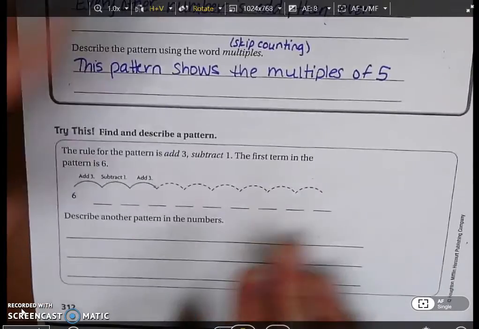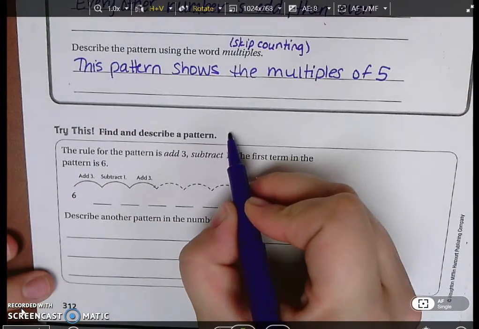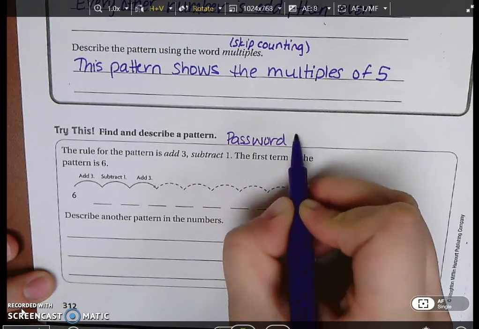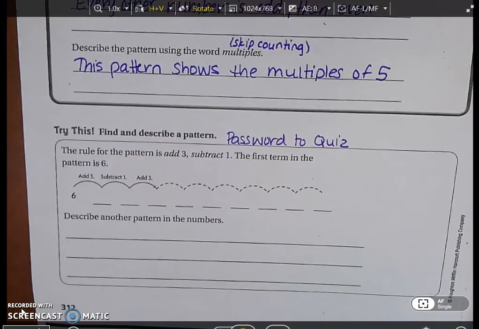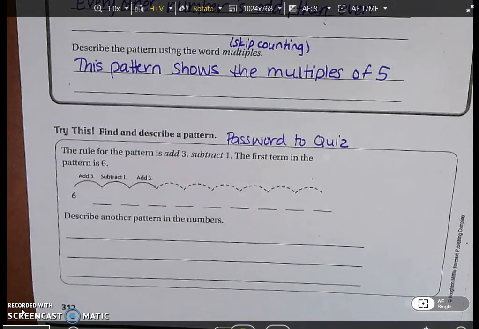Alright, this here is going to be your task to get the password to the quiz. So you are to complete this, type in your answer on the computer, and then you will be able to get feedback and get the answer to the quiz. So you should see this on your screen once you're done with these notes.